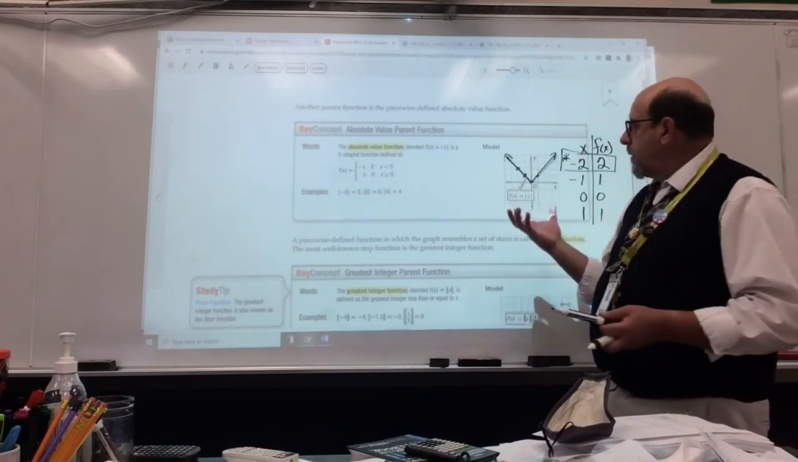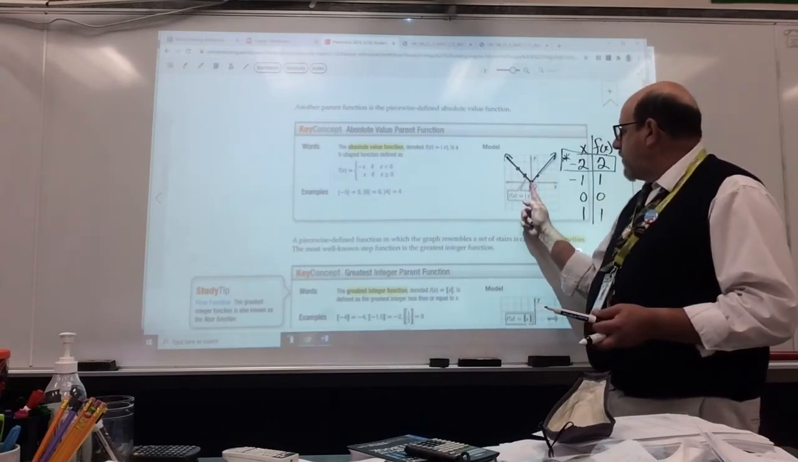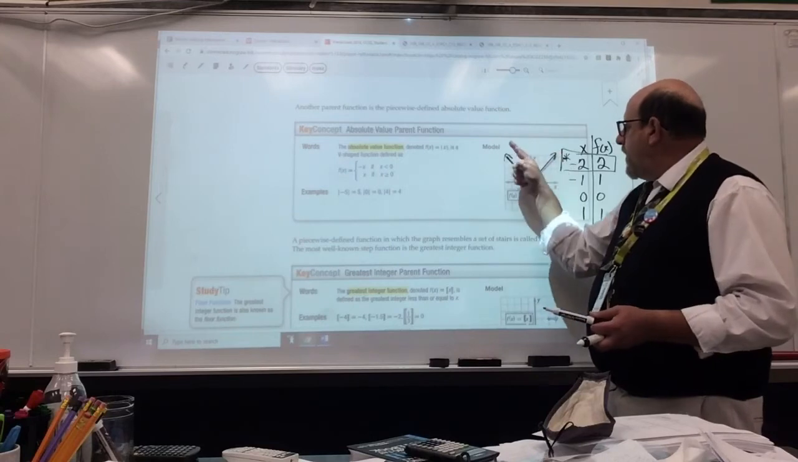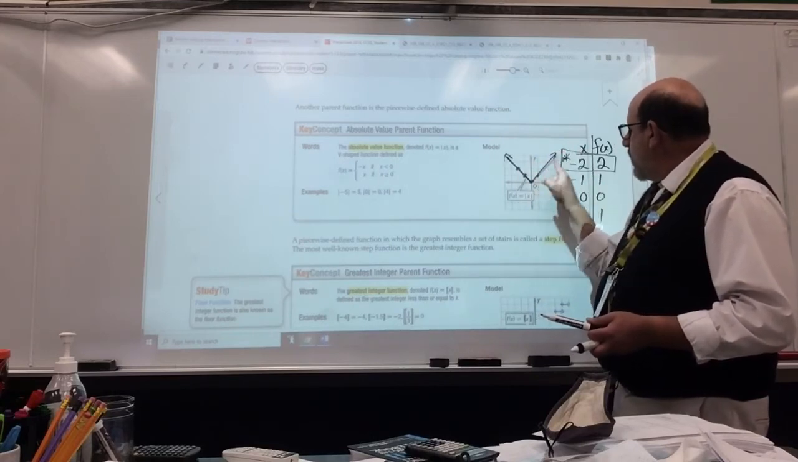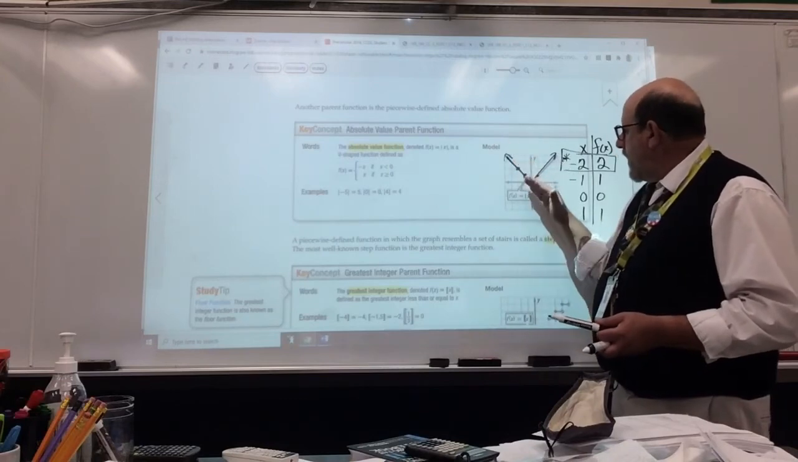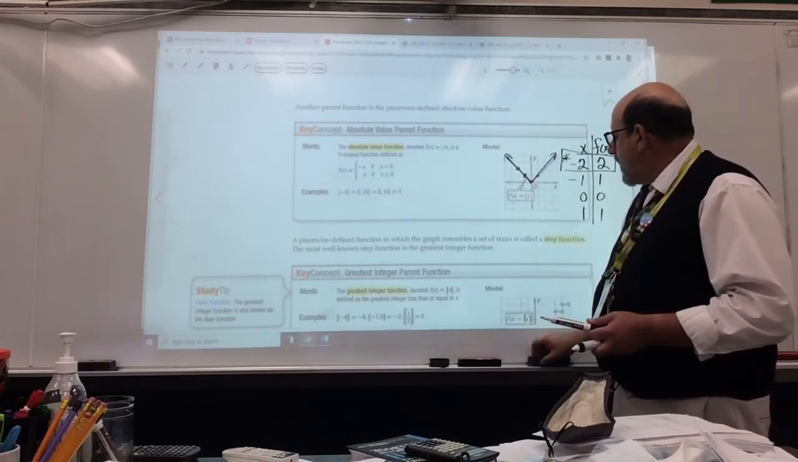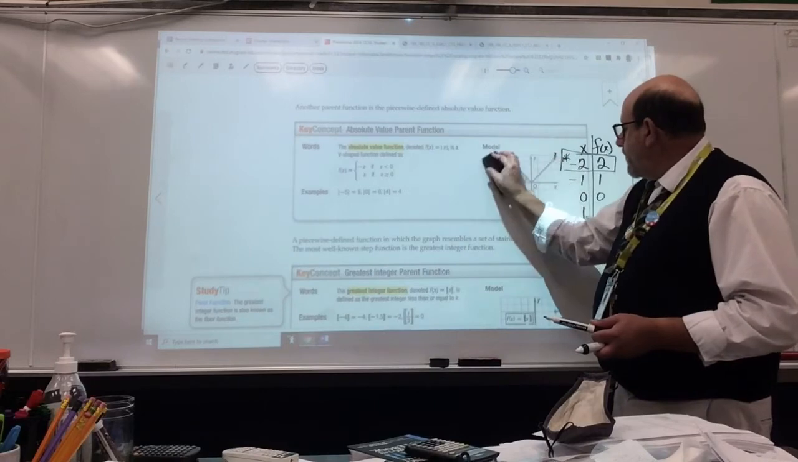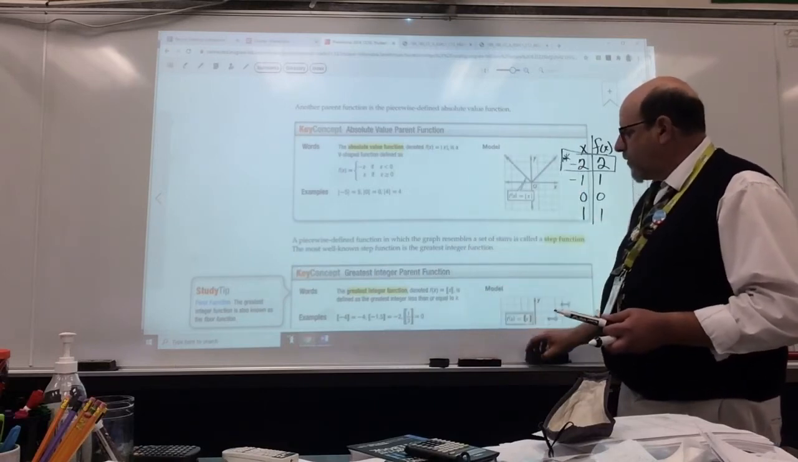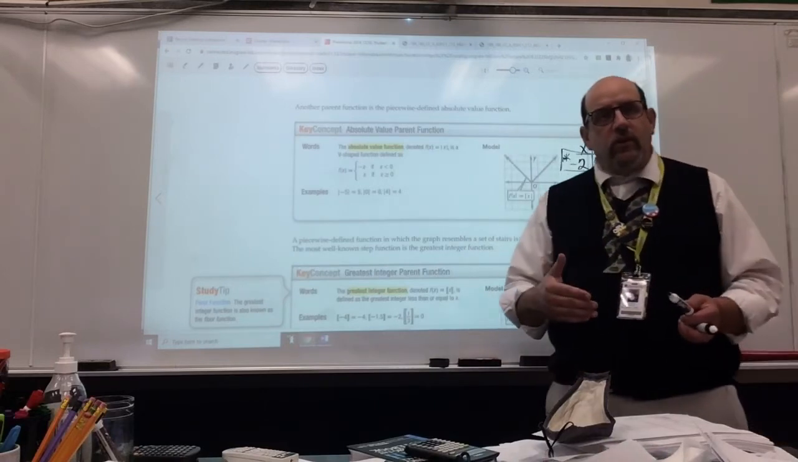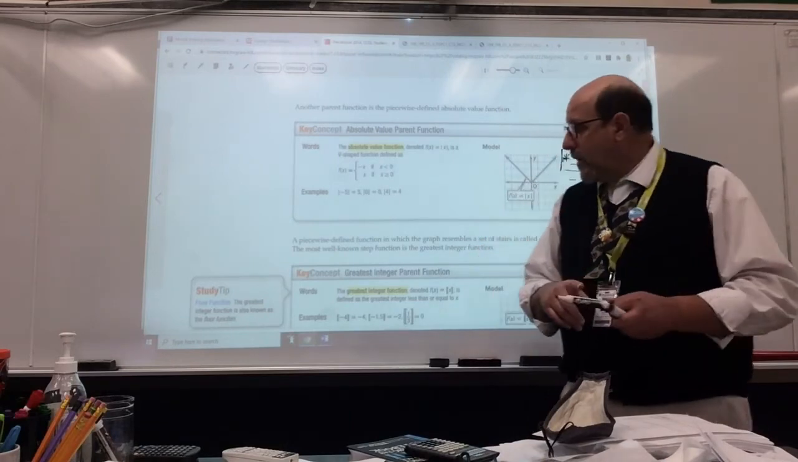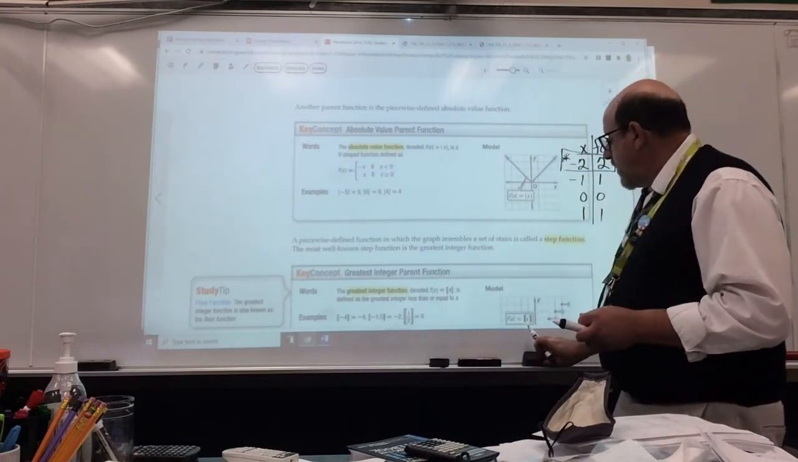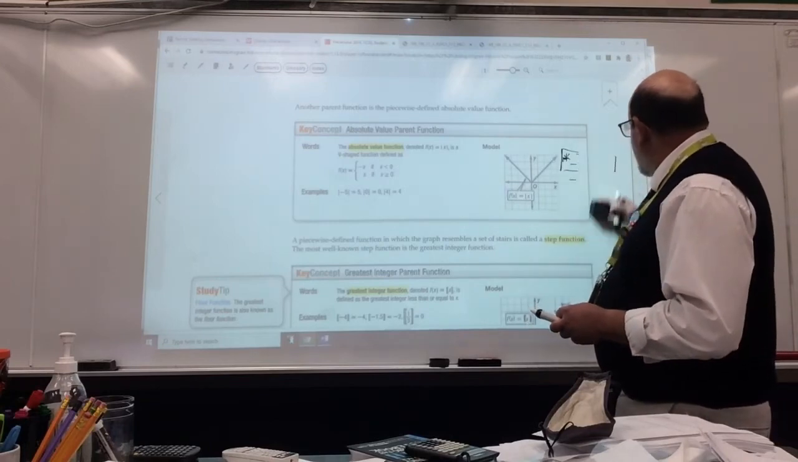So we know that the parent function sits here, has a vertex at 0, and makes a V in a simple linear shape. It just has a slope of 1. So that's slope of -1 on this side, slope of +1 on that side. It's very easy to draw. So if there's any sort of transformation, which I'll get to in the next video, probably in a few minutes, I want you to understand these parent functions first.